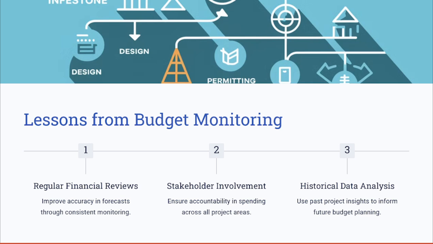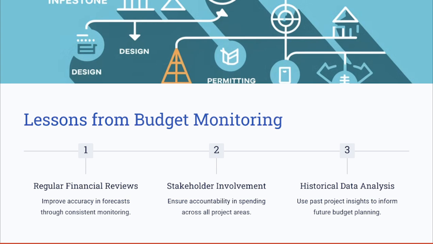Utilizing the lessons learned from budget monitoring. Budget monitoring provides valuable lessons for future projects. You always need to have regular financial reviews to improve the accuracy of the forecasts. For example, by reviewing previous projects which had a similar project scope, you can look at the lessons learned in terms of cost control and cost management that were captured from those projects. Then you can apply them to your project to improve the accuracy of the forecasts.